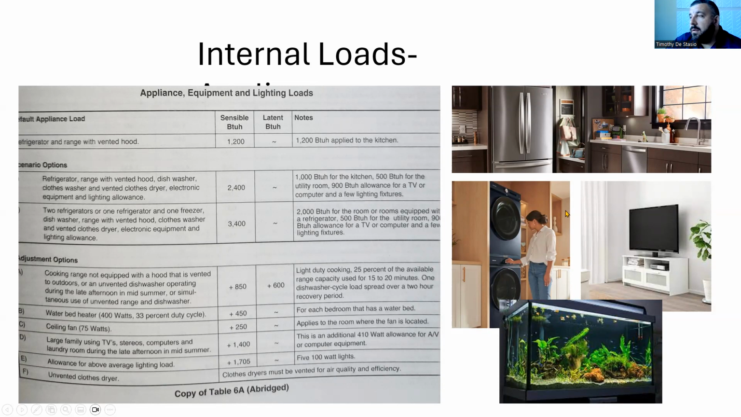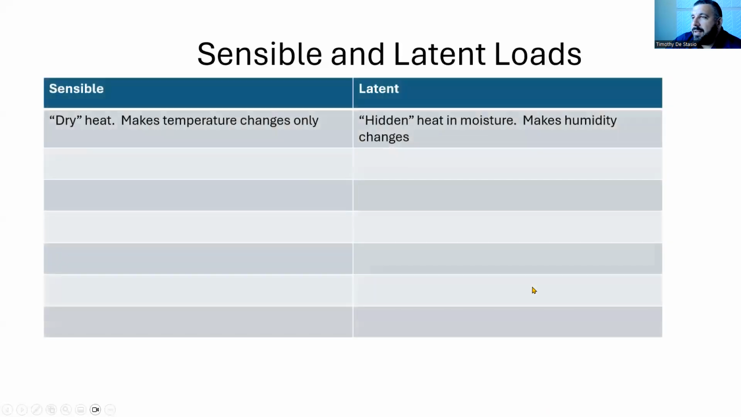Depending on what state you're in, they may or may not let you know about that, but you do want to be mindful of things that cause not only sensible but latent load. And that's why we're going to talk about sensible and latent load, because these go into different columns in Manual J. Sensible load is dry heat. It makes a change in temperature only. Latent is hidden heat and moisture, and so it would make moisture changes, humidity changes in the house.